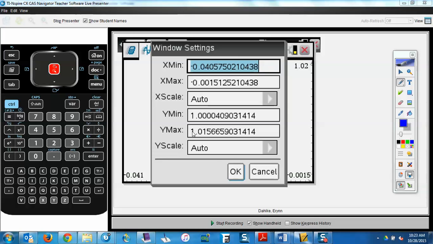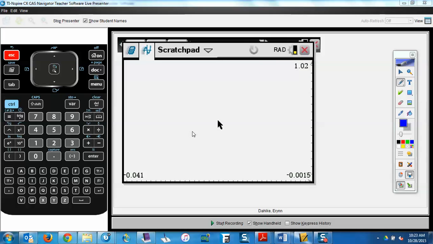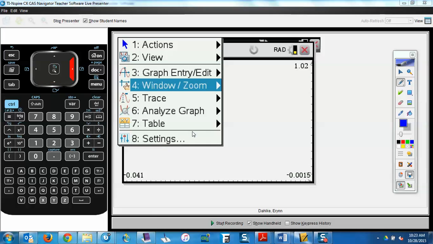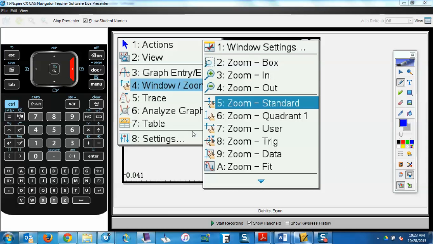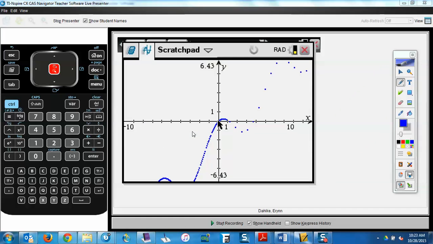But let's just hit escape out of that. Let's do a zoom standard window. There it is. Is that a zoom standard? Okay. And so we get that. And so we start to see this now.